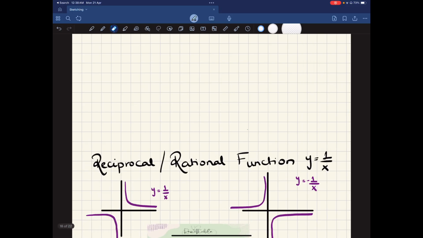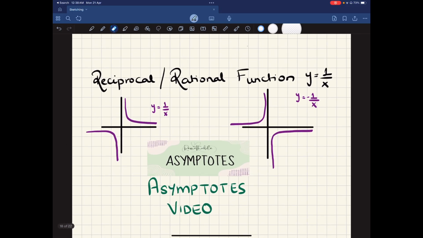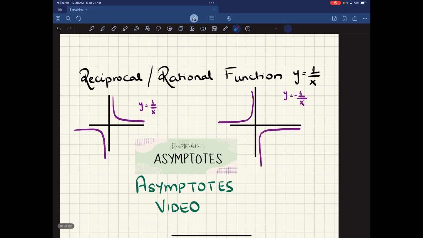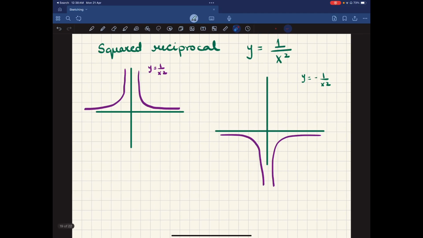Okay, for positive reciprocal functions, your graph will be in the first and the third quadrant. For reciprocal functions preceded by a negative sign, your graph is going to be in the second and the fourth quadrant. For squared reciprocal functions, if it is positive, it's going to be in the first and the fourth quadrant. If it is preceded by a negative sign, it's going to be in the second and the third quadrant.